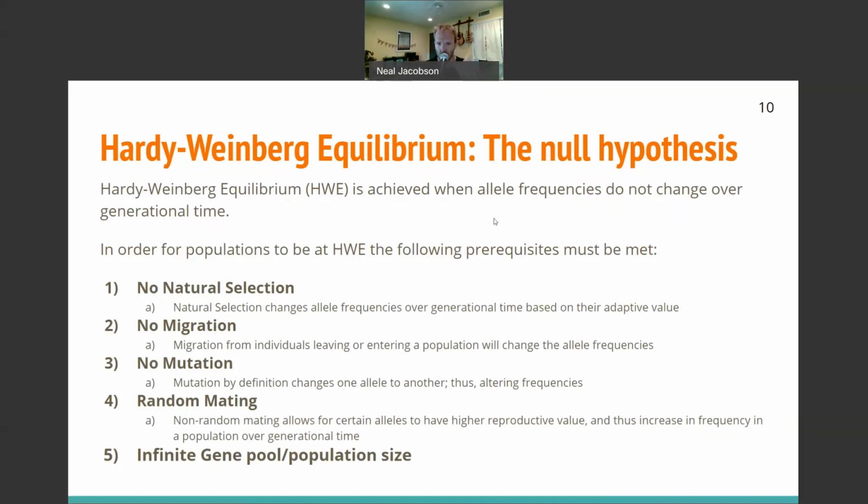And I know some of you math nerds out there were probably like, wait a second. But okay, now I've explained why. Okay, so infinite gene pool population size. The larger the population, the less random events are going to fluctuate the allele frequencies over generational time.